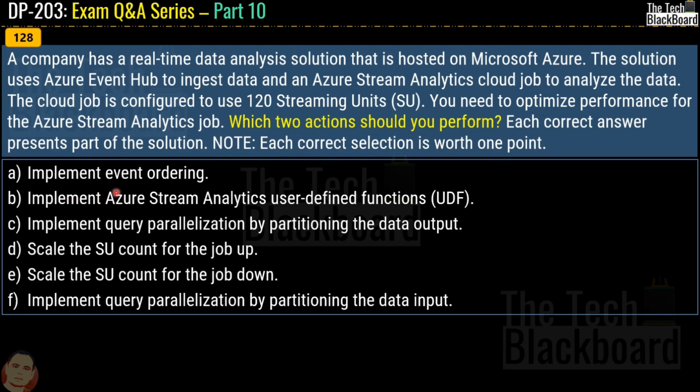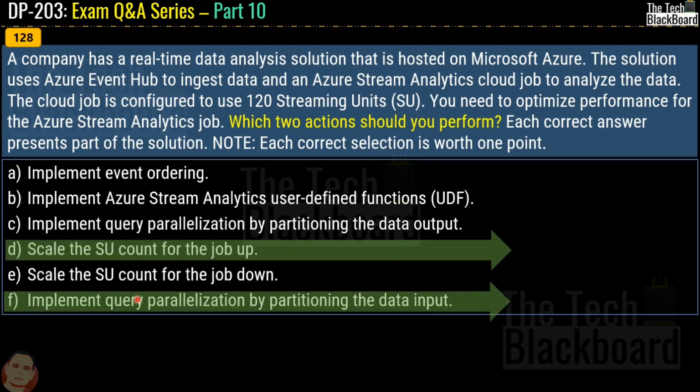Your options are implement event ordering. The second one is implement Azure Stream Analytics user-defined functions. And then we have implement query parallelization by partitioning the data output. Post that, we have scale the SU count for the job up, and then we have scale the SU count for the job down. The last option given is implement query parallelization by partitioning the data input. And the correct answer for this question is option D and option F.